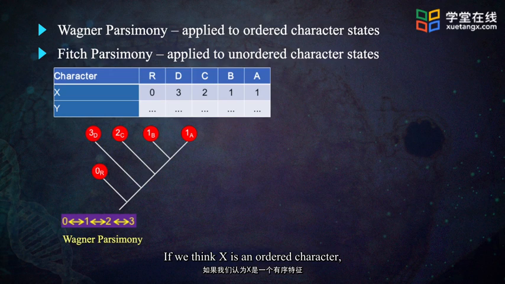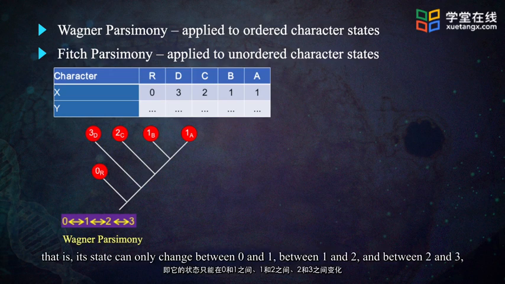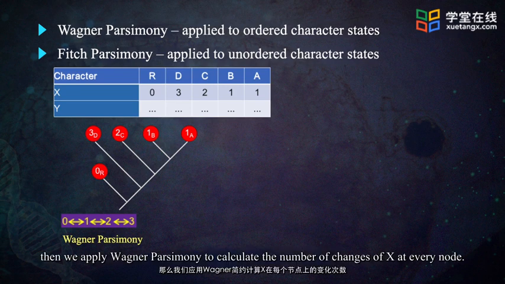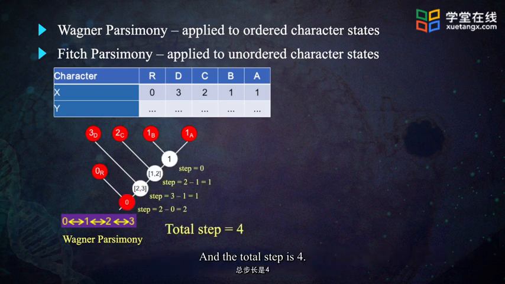If we think X is an ordered character, that is, its state can only change between 0 and 1, between 1 and 2, and between 2 and 3, but can't change from 0 to 2 or 3, and so on, then we apply Wagner parsimony to calculate the number of changes of X at every node. And the total step is 4.